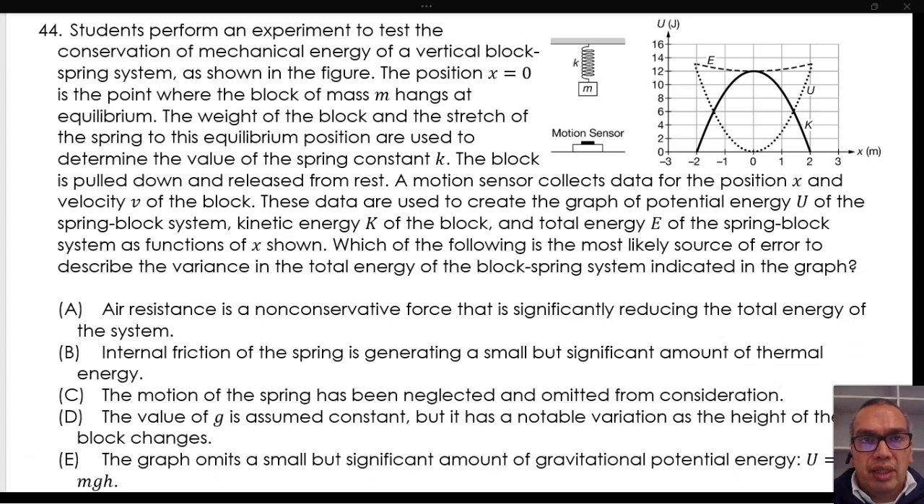Which of the following is the most likely source of error to describe the variance in the total energy of the block-spring system indicated in the graph? Notice, please, that the discrepancy is in the fact that mechanical energy is apparently not constant, but it shows a minimum value at the equilibrium position and higher values at the lowest and highest points of the trajectory.